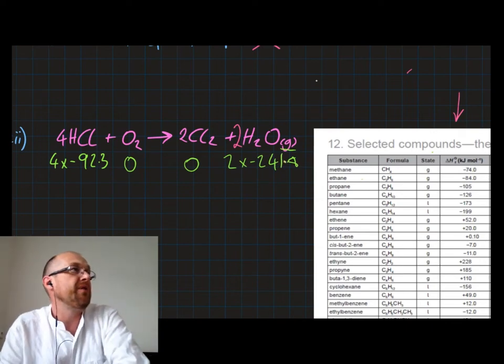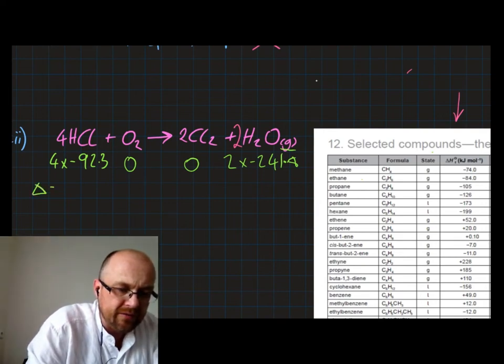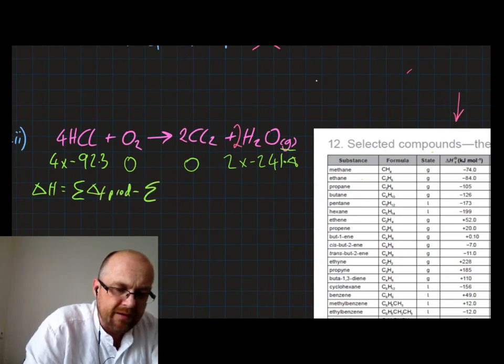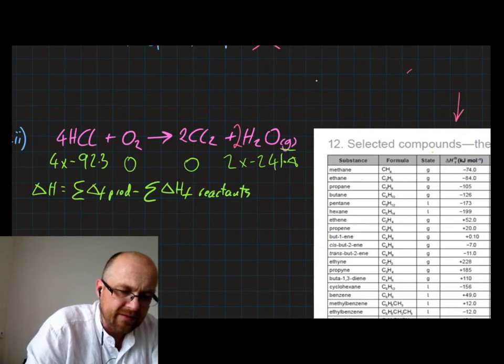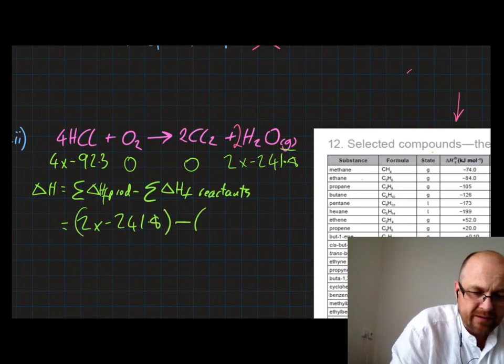Okay, now you just have to do products minus reactants. So delta H is going to be the sum of the heat of formation of the products minus the sum of the heat of formation of the reactants. That sentence itself would just give you 1 point. So for products, I've got 2 times minus 241.8 minus 4 times minus 92.3.